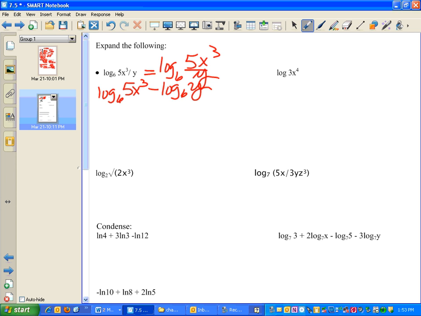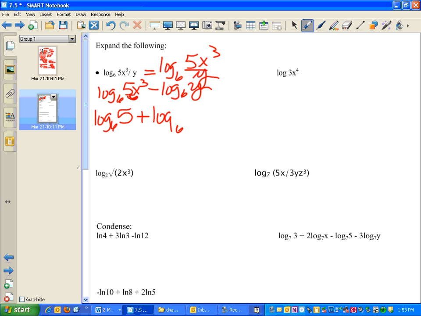I can't have a bunch of stuff next to my log statement, and I've got way too much going on in that first term. I've got multiplication going on, so expand out the multiplication. This part now says log base 6 of 5, because the 3 is only on the x. And then what do I do to separate these? What does multiply mean when expanded? Add.